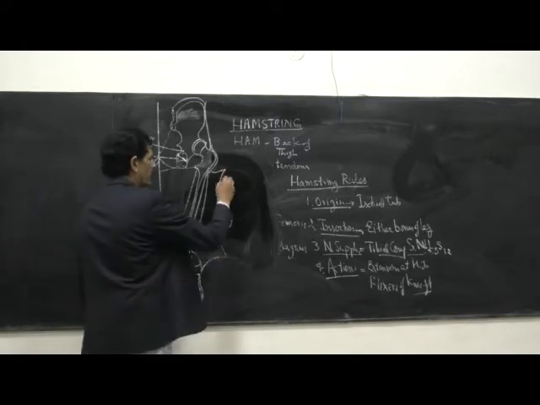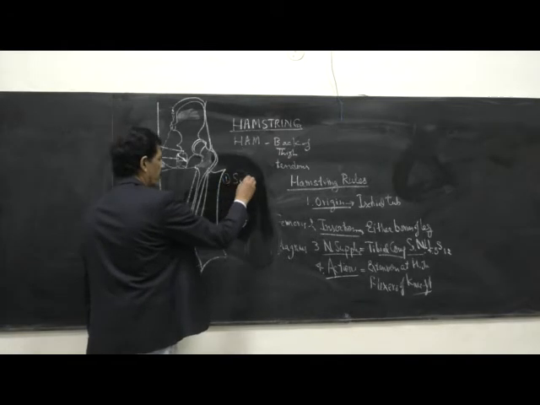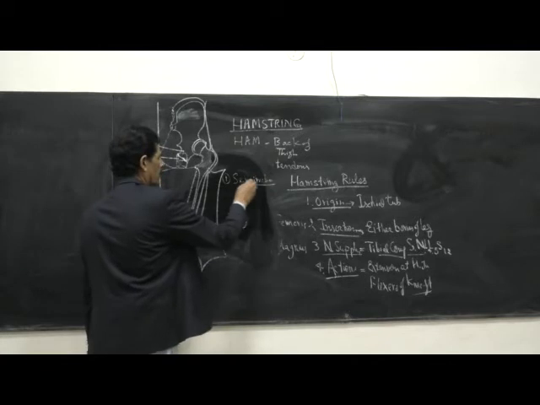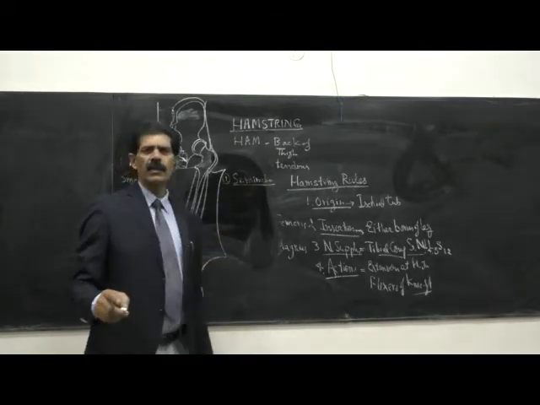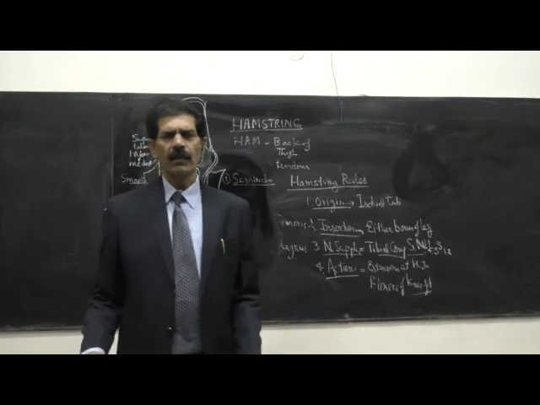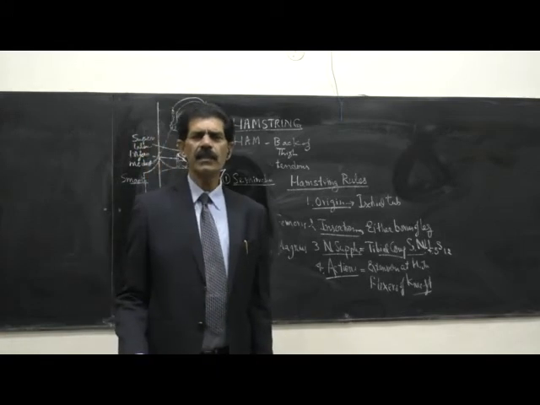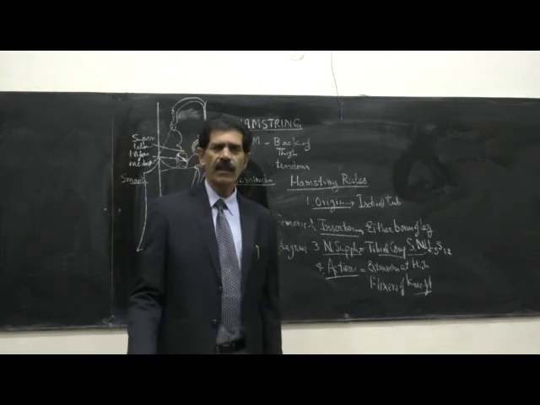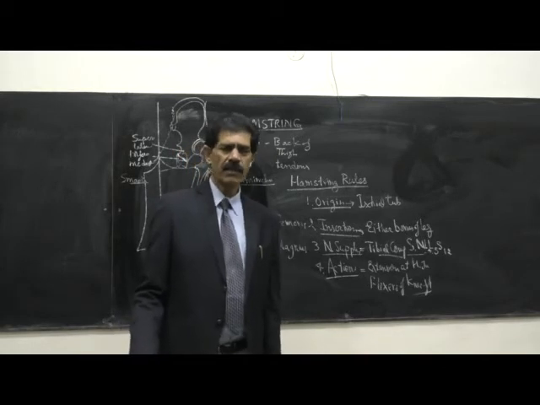So the muscle semimembranosus is called semimembranosus because it is membrane-like. It is a ribbon-like muscle. Whatever width is at the origin, same width will be at the insertion. That's why we call this semimembranosus.